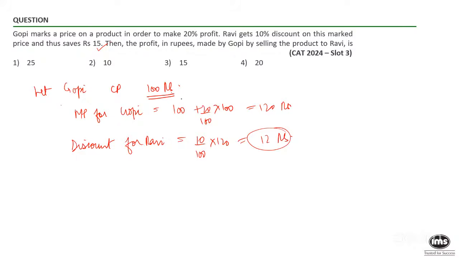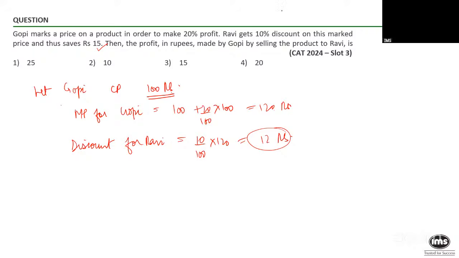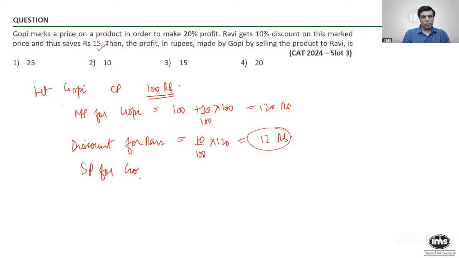In this case, we can in fact calculate one more thing. We can say that if Gopi's cost price is 100 rupees, mark price for Gopi is 120, then the discount for Ravi is 12 rupees, right? So the selling price for Gopi is nothing but 120 minus 12. That is 108 rupees, right? So how much profit is Gopi making? 100 and 108. The difference is 8 rupees. So profit that Gopi is making is 8 rupees, right?